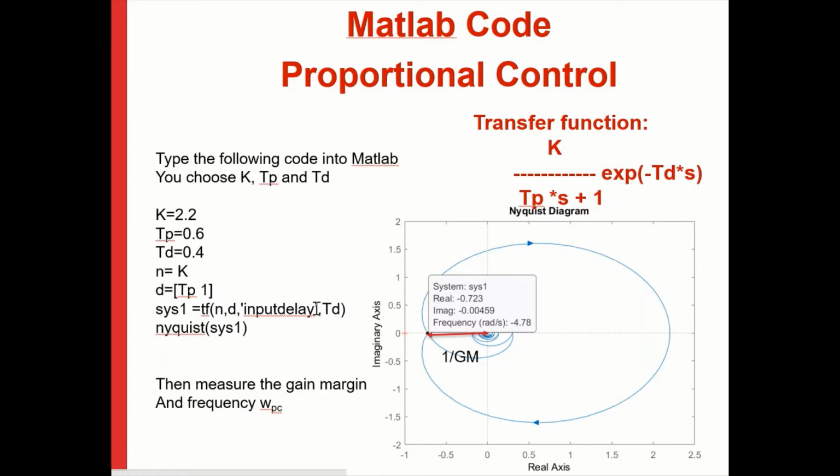Now these quotes, if you copy this code from PowerPoint into Matlab, it puts a different quote in. It doesn't like it, but if you then type out the quotes and put the normal quote in Matlab, the code will run. So if we run this code, we will get this Nyquist plot here, and from that we can see the point here where we can measure the gain margin. So that distance there is 0.73, so the gain margin is 1 over 0.73.